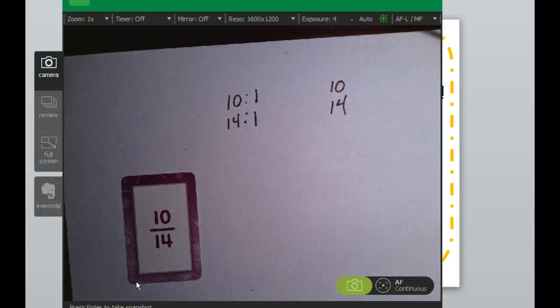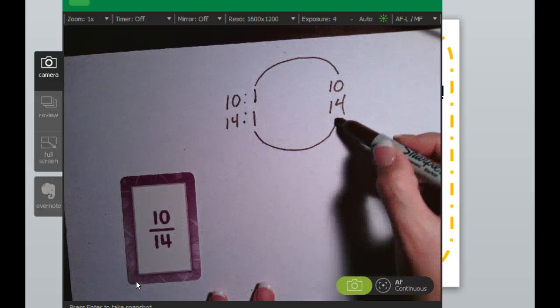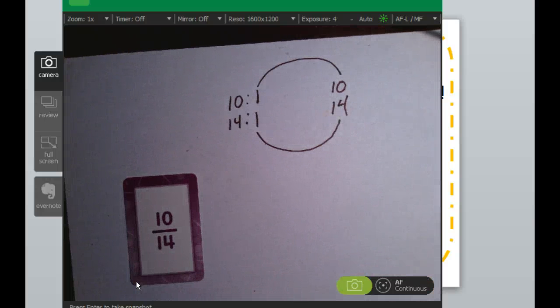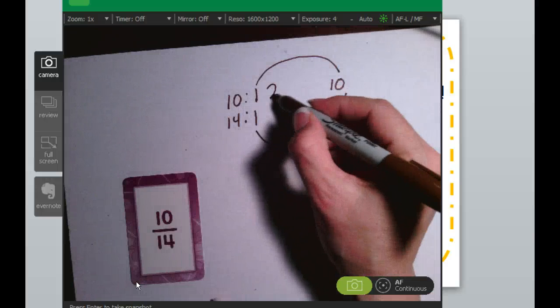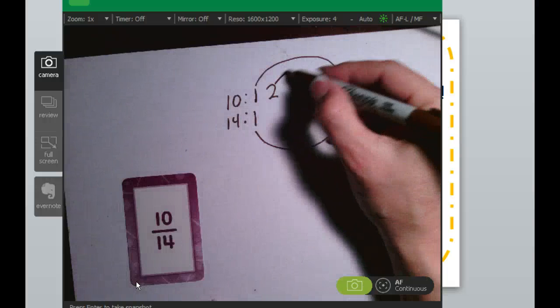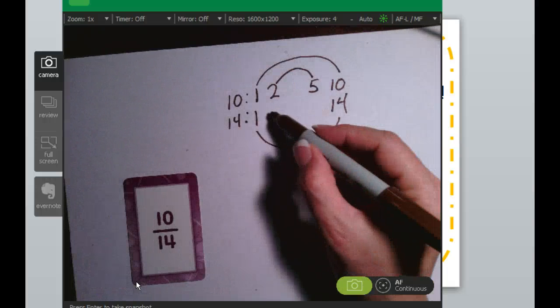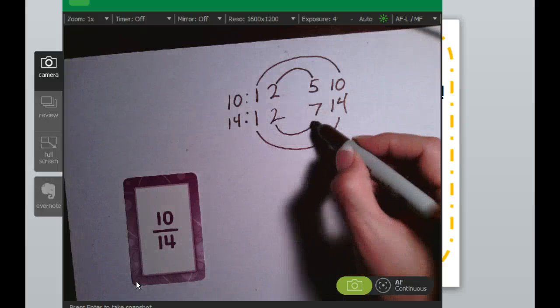1 and 14. Now, I'm going to do a factor rainbow so we can see this. I also know that 2 and 5 make 10, because 2 times 5 is 10. So they are both factors. And since 14 is an even number, I know that 2 and 7 create 14.